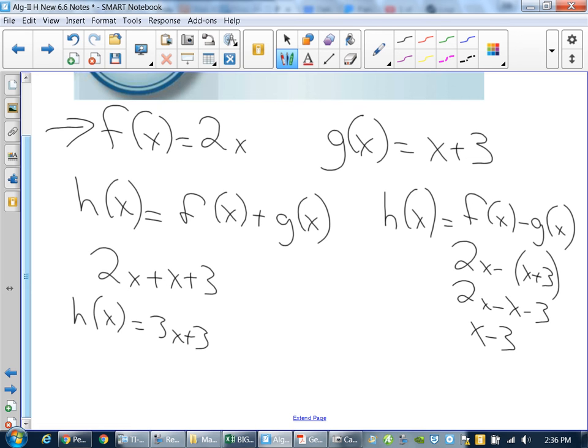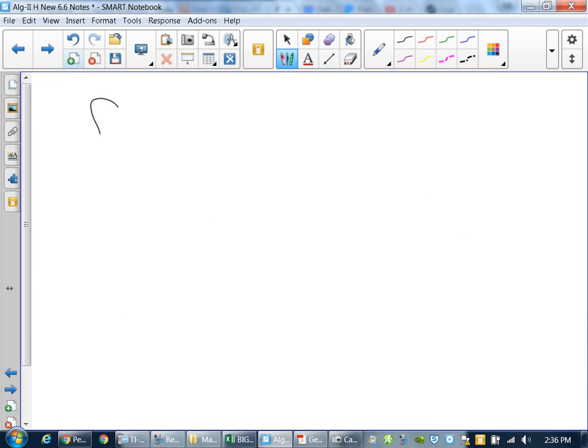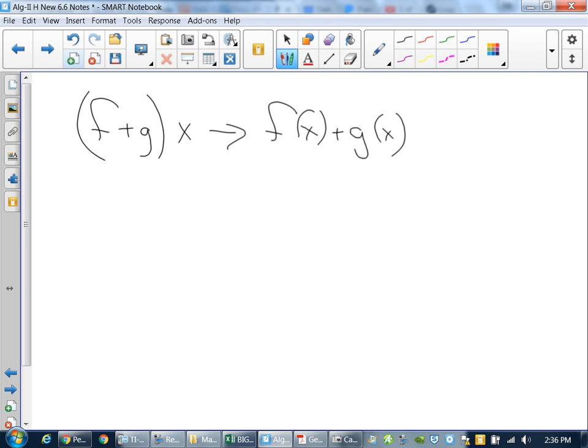Yes, ma'am? Will we have to determine which one we're doing? It is quite literally, you'll be given two functions and it'll say which operation to do. What's going to be a little bit different from what I'm showing you here today is that they will say, what is f plus g of x? What this means is, what is f of x plus g of x? That's all that means. They just write it a little bit differently sometimes.